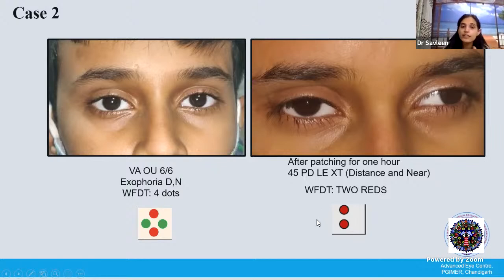So doing it at distance and near matters, and the time of the day or the time of examination that you do also matters. Sometimes you are running the Worth-4 dot test as a first test, the response might be normal, and as you are tiring the patient out, the response might be abnormal.